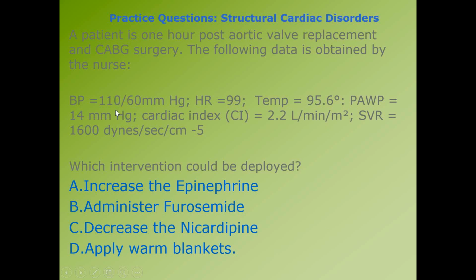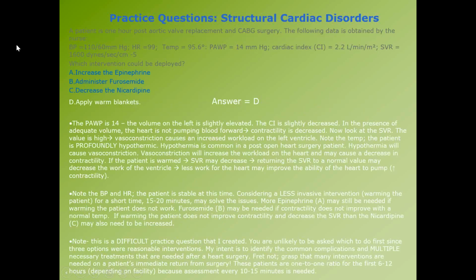We need to get them back into at least a decent 97 degrees temperature, because this is very dangerous whenever the patient is hypothermic. Lots of things can occur with hypothermia. And so therefore, the least invasive maneuver for this patient is to apply warm blankets. Now, there are other decent or reasonable answers, such as increase the epinephrine infusion that's going.